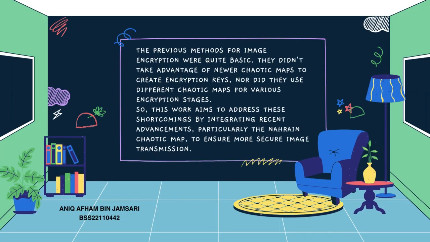The previous methods for image encryption were quite basic. They didn't take advantage of newer chaotic maps to create encryption keys, nor did they use different chaotic maps for various encryption stages. So, this work aims to address this shortcoming by integrating recent advancements, particularly the Narain chaotic map, to ensure more secure image transmission.